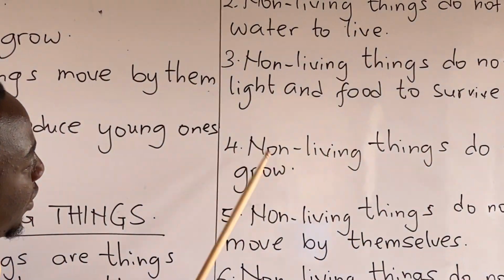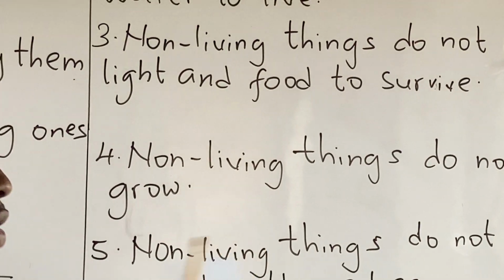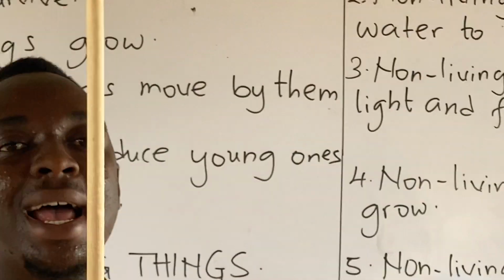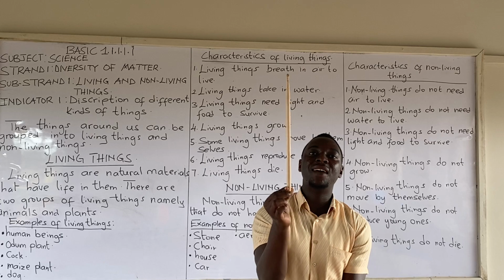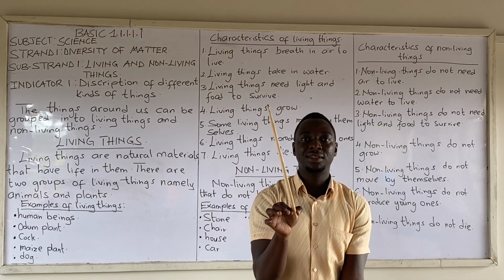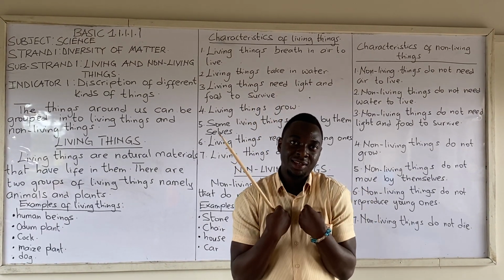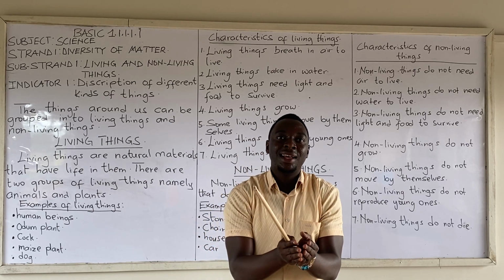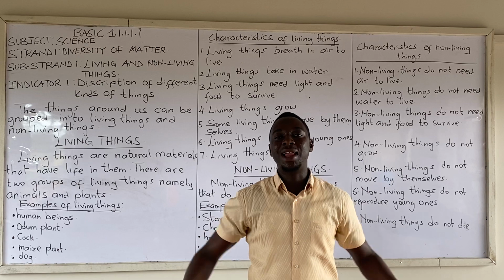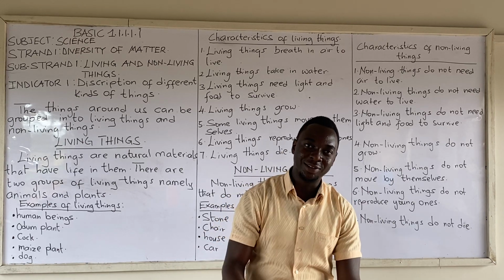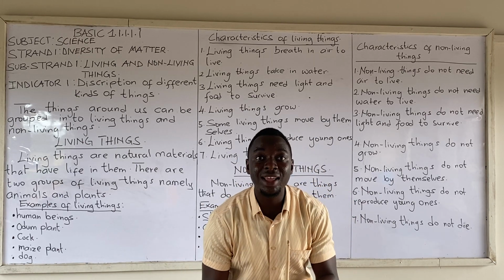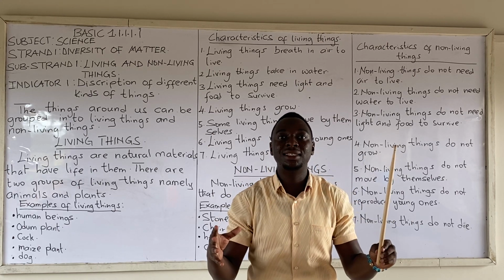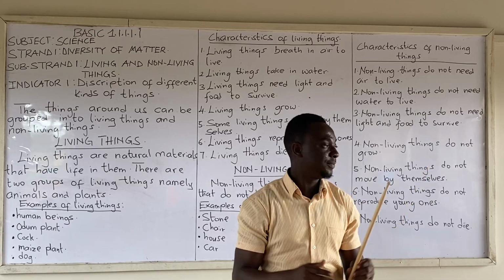4. Non-living things do not grow. They remain as they are. This thing will remain like this forever. It can never increase in size and in height. But when they gave birth to me, I was very small. But as time went by, I began growing, and now I'm like this. You are also growing because you're a living thing. But non-living things do not grow. They don't increase in size, and they don't increase in height.